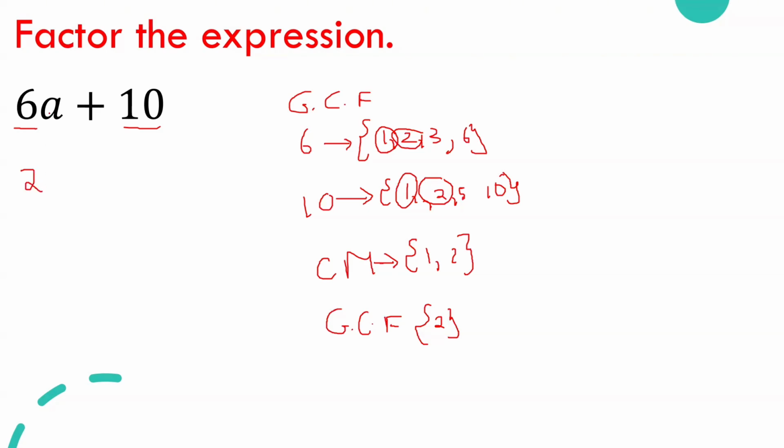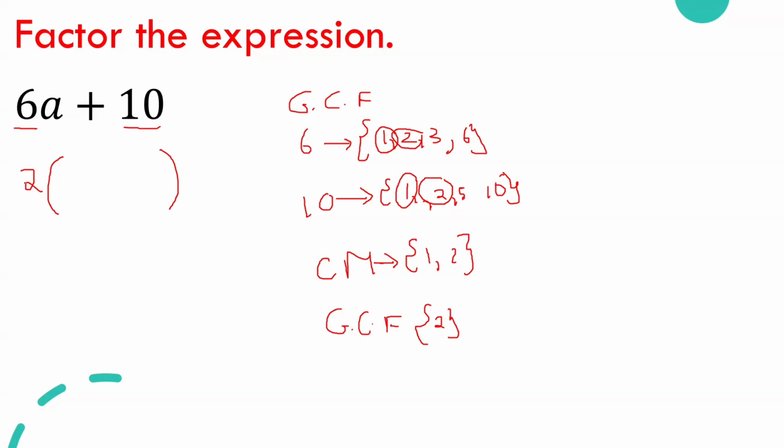If you look at the variable, it is not common because it's only with the 6. It is not with the 10. Common means that it can be found in both places. So therefore, the variable A is not a common factor. Once you identify your greatest common factor, you open your parentheses. You write down your greatest common factor, then open your parentheses.